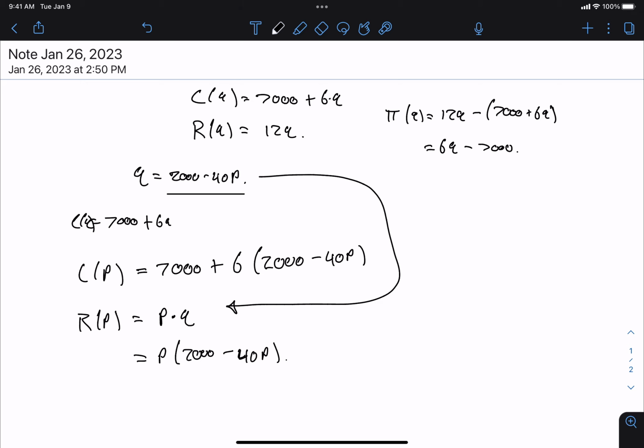Okay, and then how am I going to get pi of P, do you think? Subtract revenue minus cost. Yeah, I have a function for cost based on price, and I have a function for revenue based on price. To find the function for profit based on price, I'm going to subtract the two. Specifically, I'm going to take the revenue and subtract from that our costs. Okay? So that's how we can do that problem.